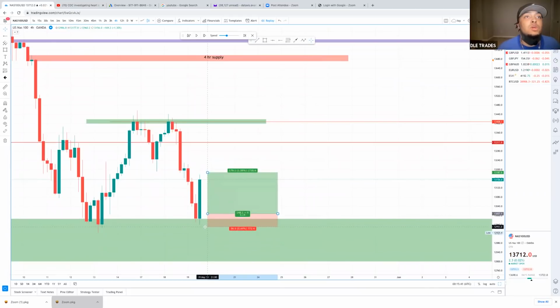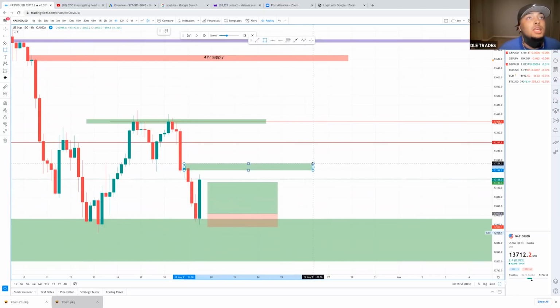Stop loss below the low. Once we get some type of low, stop loss being there. And we could have targeted this 4-hour supply. So you have a drop, base, then you have a drop. Now this qualifies as a supply level. We can use that as a target.